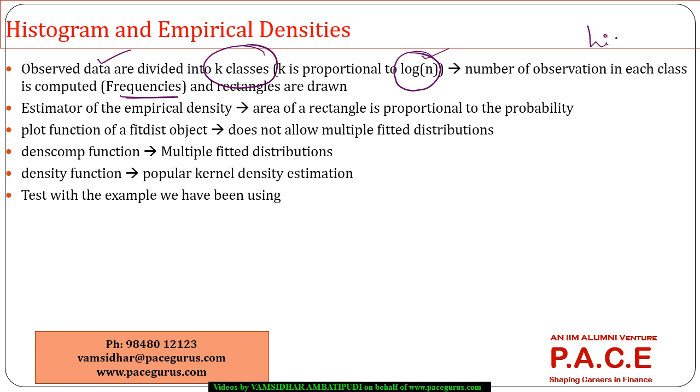So we have a direct function called hist, which takes care of plotting the histogram for any data set. So we are going with an estimator of empirical density. When we talk of a histogram, it's an estimator of empirical density, wherein the area of each rectangle is typically proportionate to the probability of occurrence in that interval.